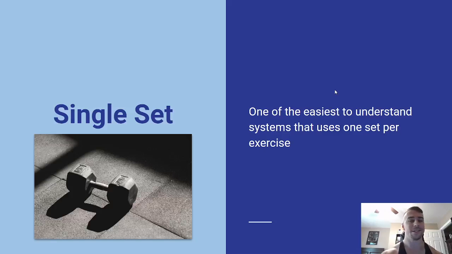A single set is pretty easy to understand. It's just using one set per exercise. So, for example, in a single set system, you're just doing one set of bench press with a certain amount of reps. Maybe you're doing one set of bicep curls with a certain amount of reps. That's basically what it is. It's just a single set. You're just doing one set of one particular exercise.